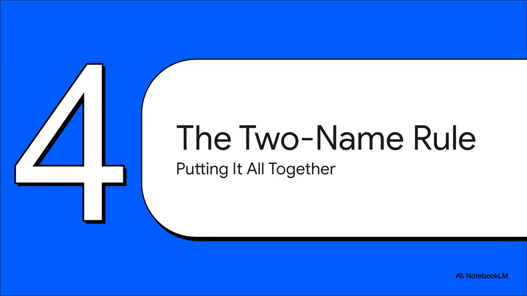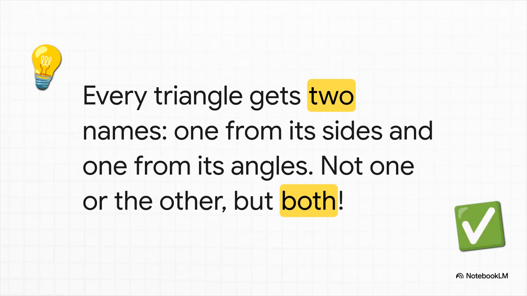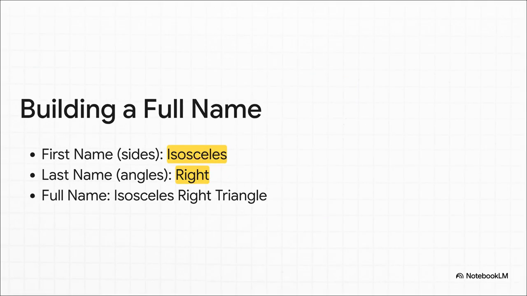Okay, so we've got the first name from its sides and the last name from its angles. Now for the super important part, putting them together to find out a triangle's real identity. And this is it. This is the big rule that ties it all together. A triangle doesn't get to choose between a name for its sides or a name for its angles. It gets both, every single time. This combo is what makes each triangle unique. Let's see how it works.